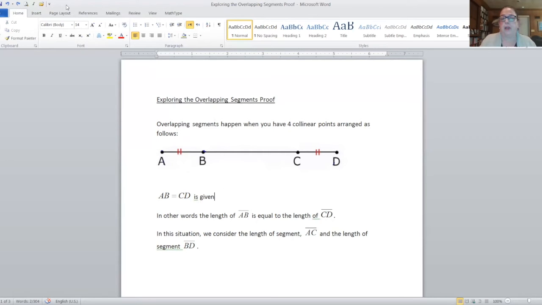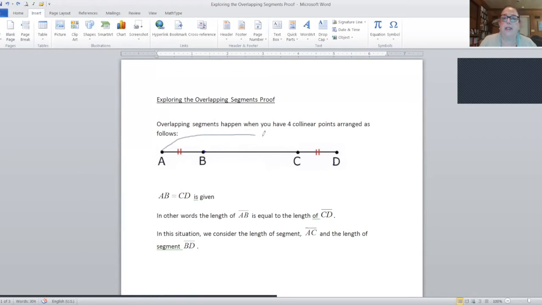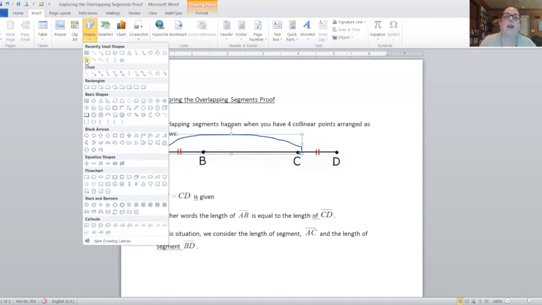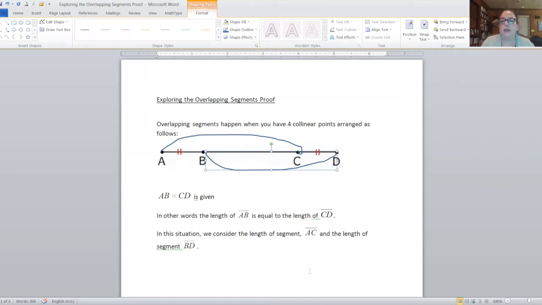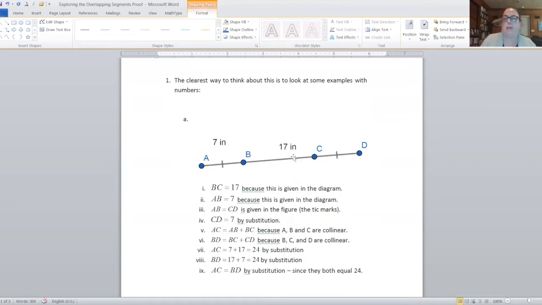Well, it turns out in this situation, we have these overlapping segments. We have AC and we have BD. And we're going to consider those two lengths, AC and BD, the lengths of those overlapping segments, they overlap on BC. And we're going to prove that they're always congruent. But before we set about that daunting task, we're going to look at an example. And we're going to write out that example as if we were writing a proof.